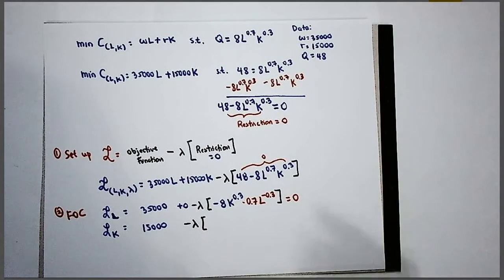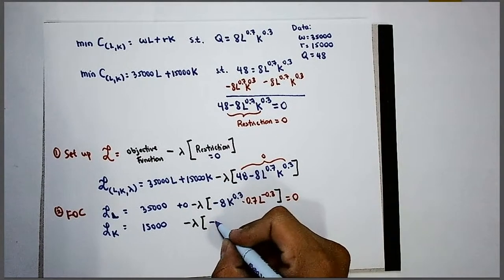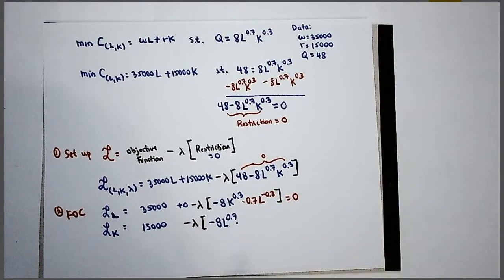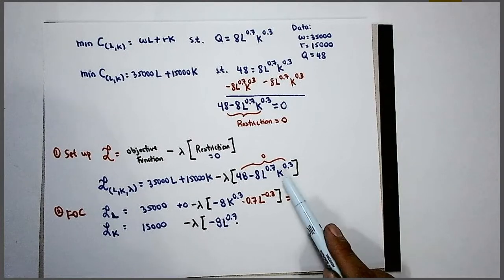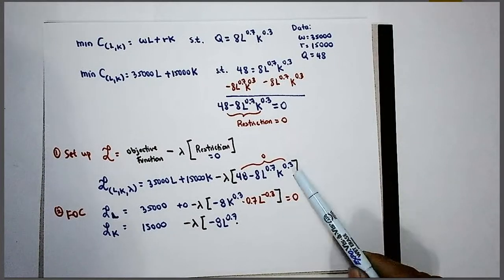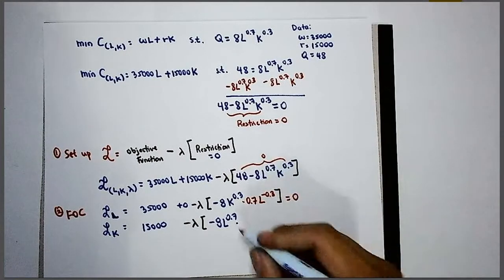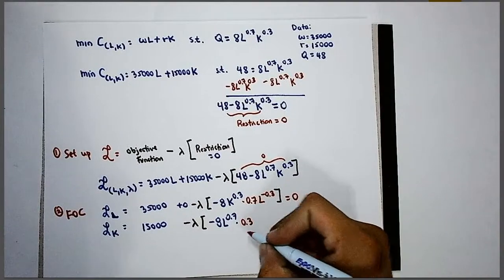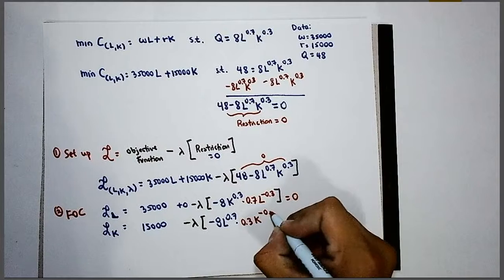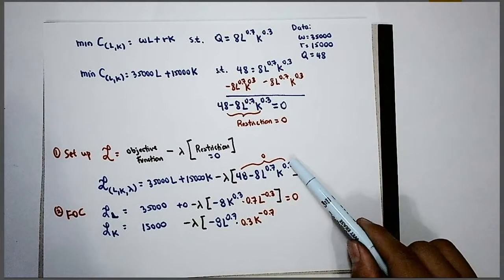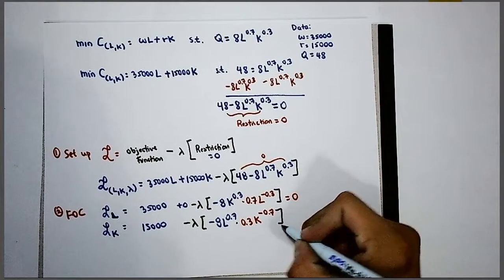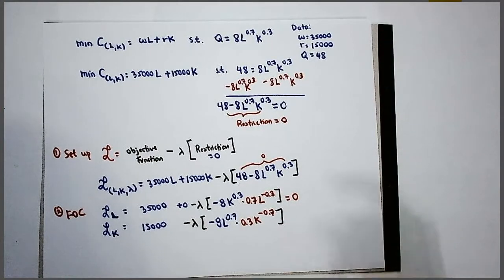Here the constant part in this case is going to be minus 8L to the 0.7 times the derivative of the variable part, which is K to the 0.3. The derivative of that is 0.3 times K to the minus 0.7, because 0.3 minus 1 is minus 0.7. And we set that equal to 0.